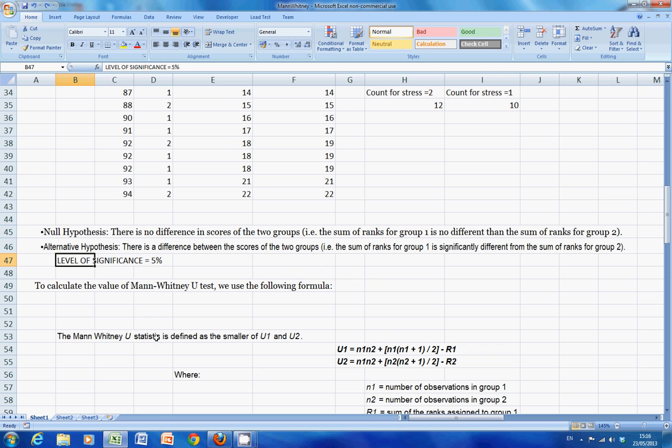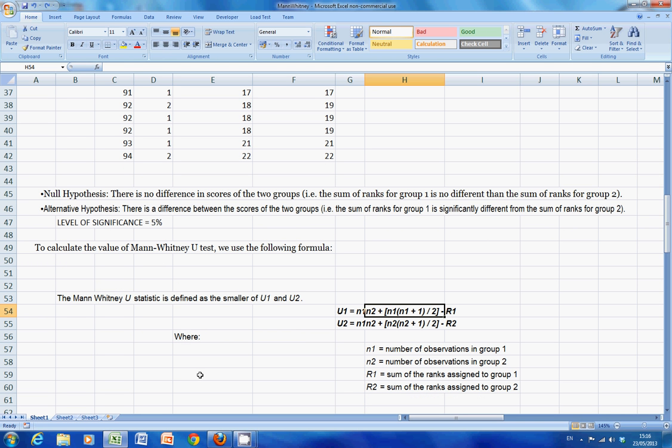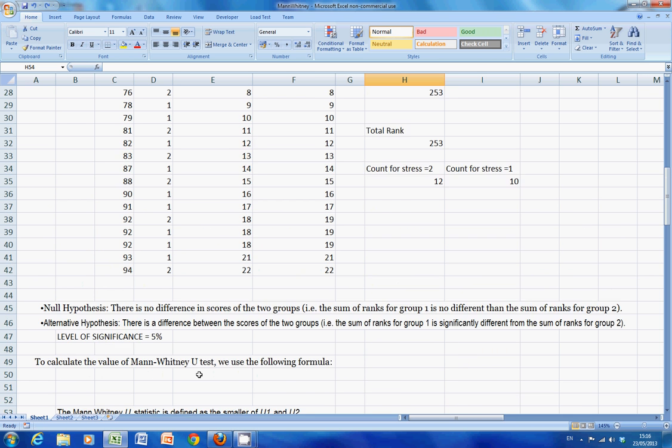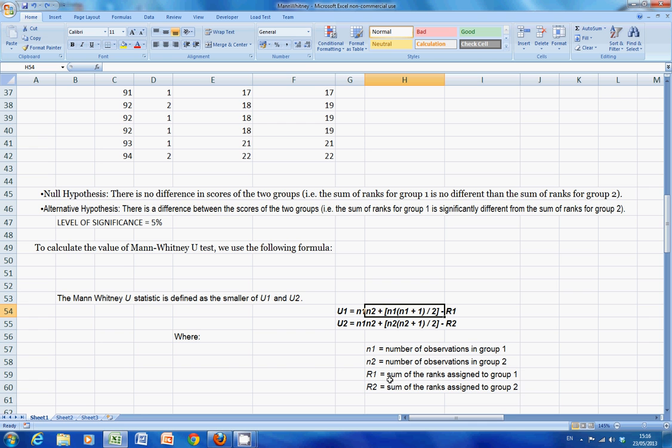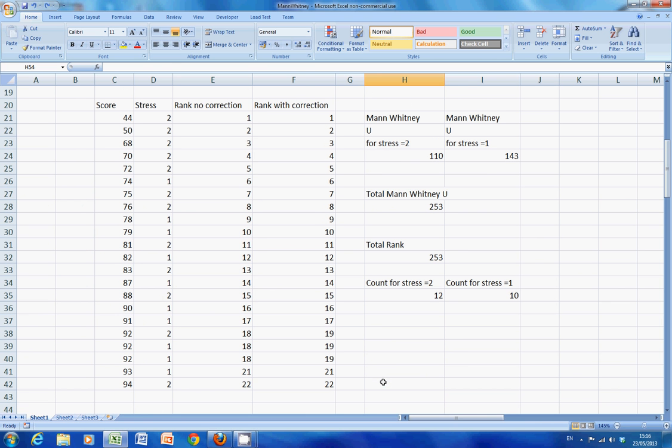So to get this, we have to calculate the Mann-Whitney, and there are two U values, and we'll see later on we pick the lowest U. So we have to get these N1 and N2, which are the numbers, and the R1 and R2, which are the ranks assigned to group 1 and to group 2. This is where Excel comes in, and it's an excuse to use COUNTIF and SUMIF. So we have to sum the ranks.